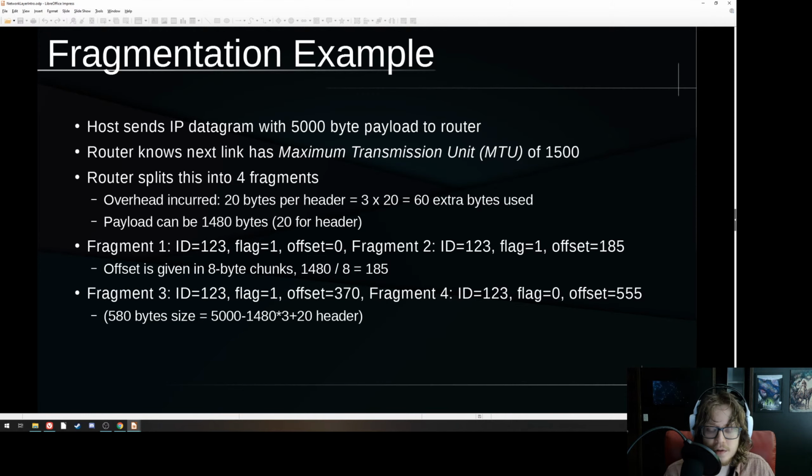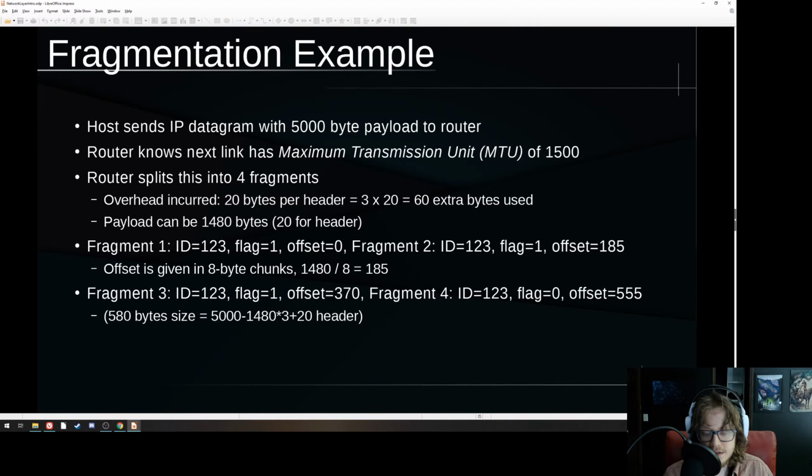Okay, by splitting it into 4 fragments, we now have 4 headers instead of 1, as compared to this imaginary datagram that had the 5,000 bytes in the payload and just 1 header. So by splitting it into 4 parts, we've incurred an extra 60 bytes of overhead, an extra 3 headers. The payload of each datagram can be 1,480 bytes. Remember, we lost 20 for the header. The MTU is 1,500. So fragment 1 has an ID of 123. We set the flag to 1 to indicate there are more on the way. The offset starts at 0.